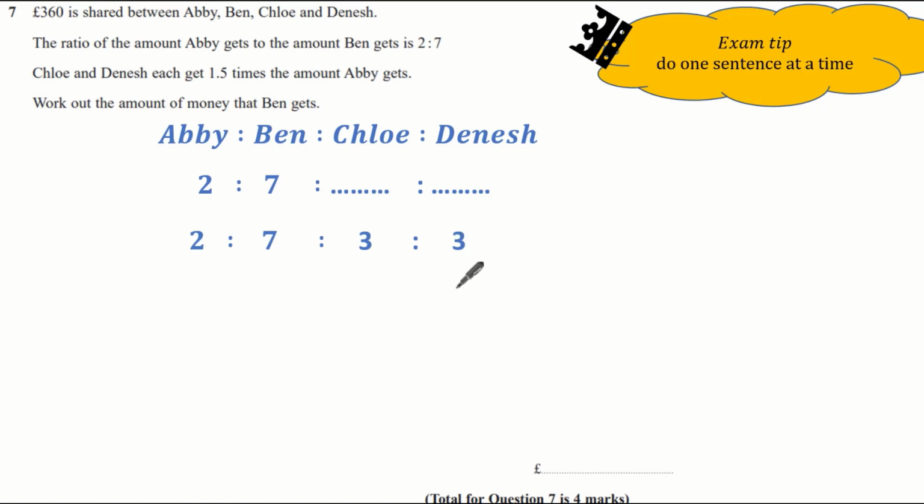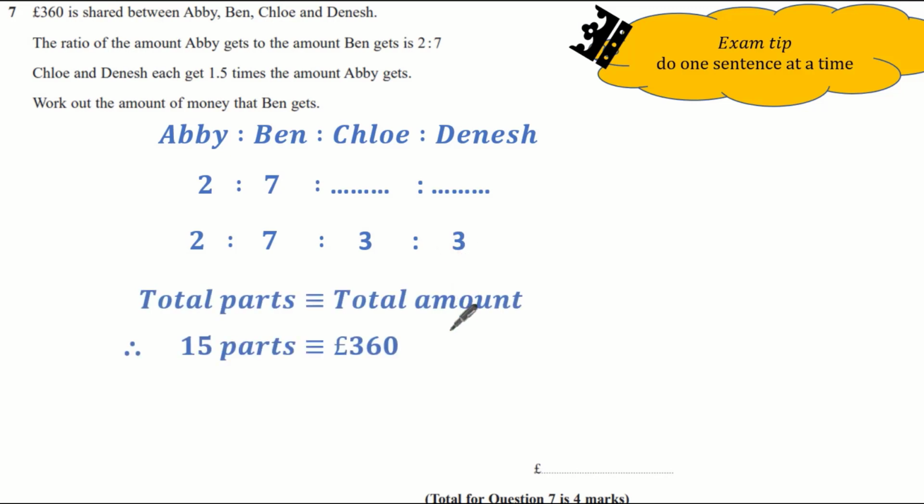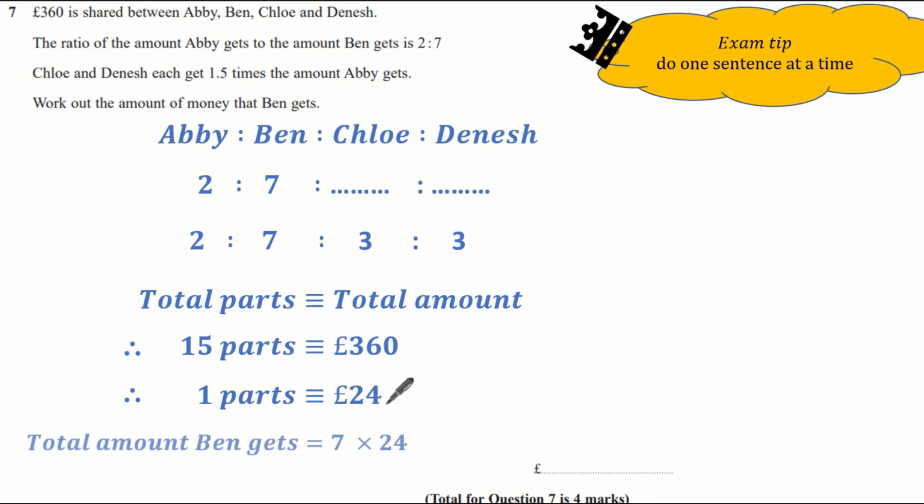Now from here, we know the total parts is the total amount of money. So that means 15 parts is £360. So 1 part must be £24. The question wants us to work out how much Ben receives. Ben gets 7 parts. So if 1 part is £24, we know Ben must receive 7 times 24, which is £168.